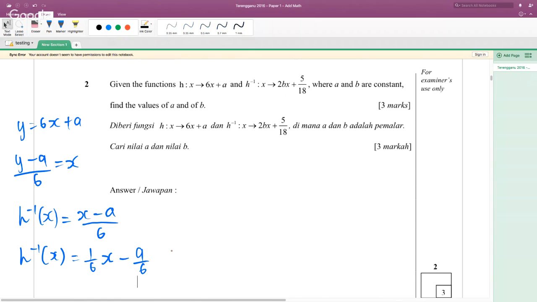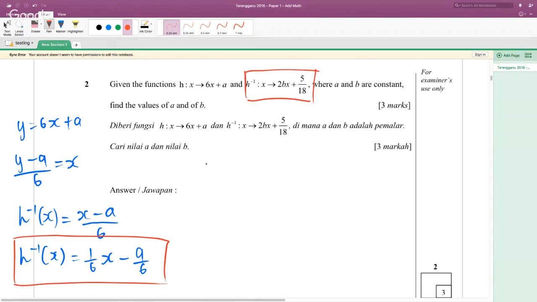Then I do the comparison between this one and this one. First, I compare the coefficient of x, that is, whatever is in front of x. Here it is 2b, and here it is 1 over 6. So 2b equals 1 over 6, and b equals 1 over 12.